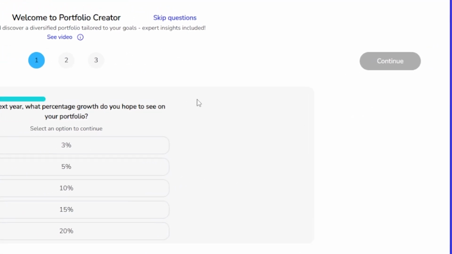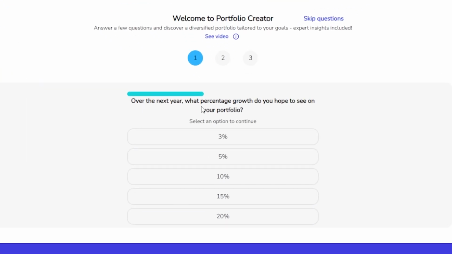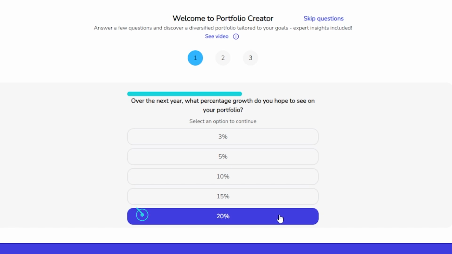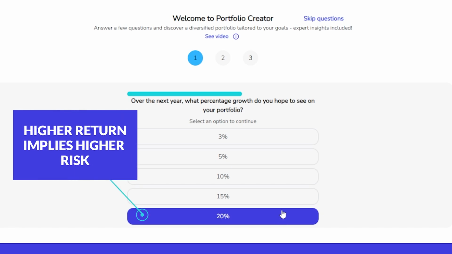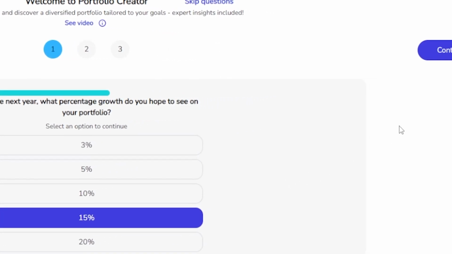Next, let's define how much you expect to earn in the next 12 months. What percentage growth do you hope to see on your portfolio? If you seek higher returns, you may need to take on higher risks. Stocks with higher returns often come from high-growth sectors like technology or small companies with good development potential. Remember, higher returns imply higher risk. After selecting your preferred option, click the Continue button.